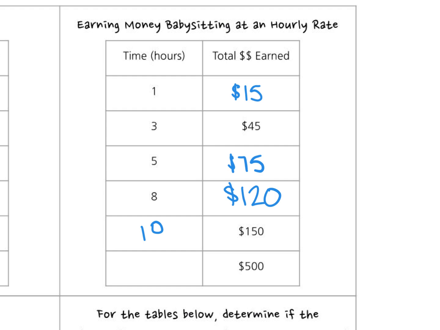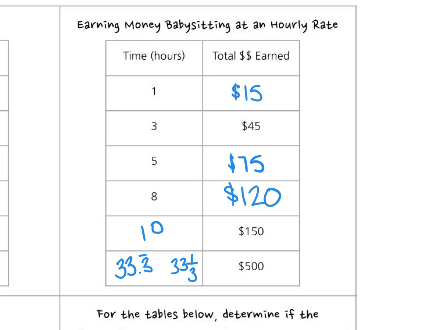Anderson, what about $150? 10 hours, very good. And what about for $500, Lily? 33.3 repeating, or what would the fraction form be? Hint, I just told you. Scarlett. 33 1/3, very good. 33 1/3 hours, good.